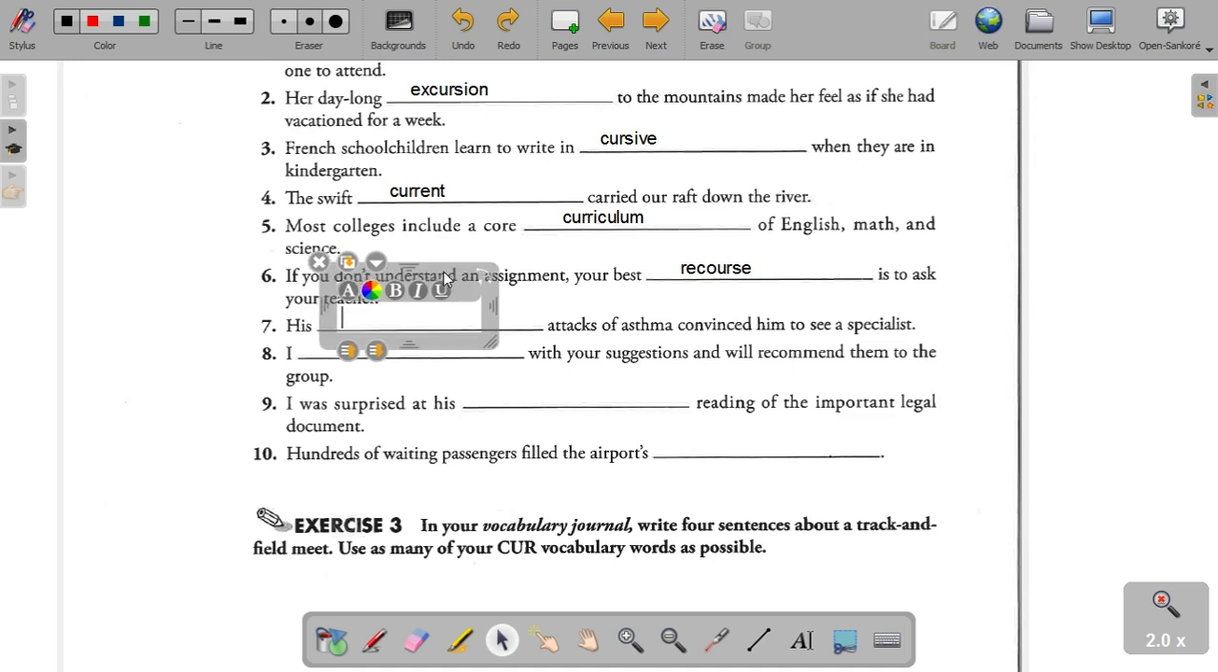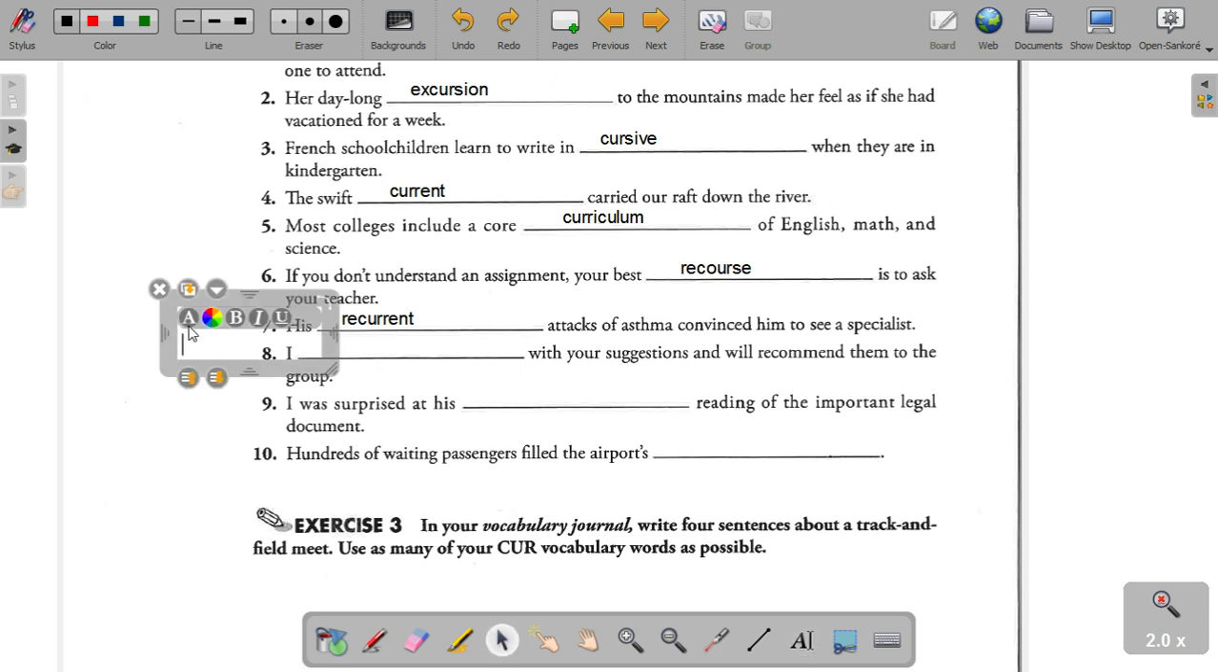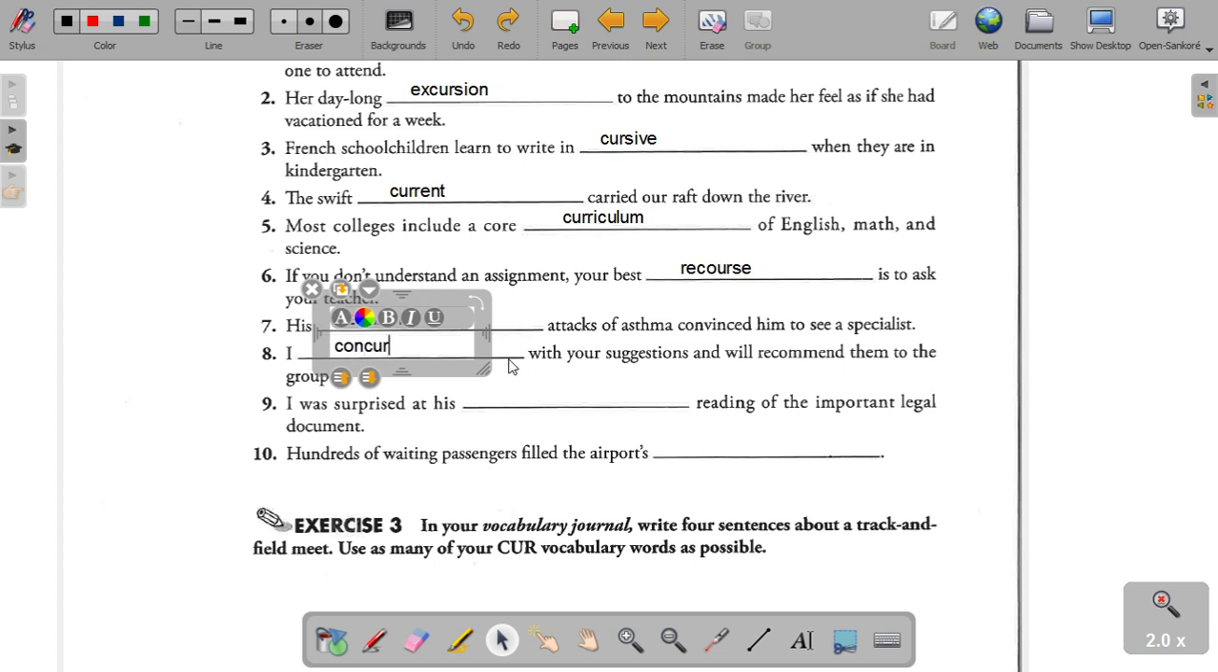So his blank asthma attacks convinced him to see a specialist. In this case we're looking for something that happens quite a bit. So his recurrent, so the things that happen quite a bit. I blank with your suggestions and will recommend them to the group. So I agree. Another way of saying I agree is I concur.